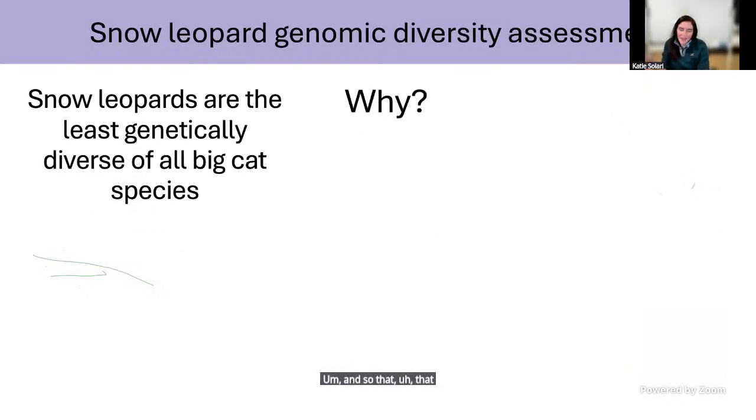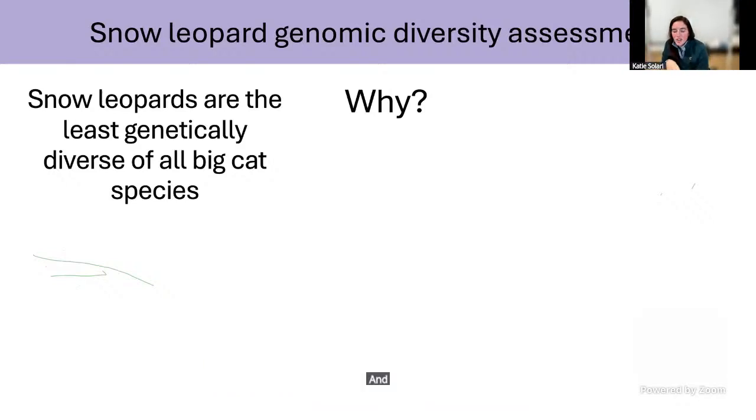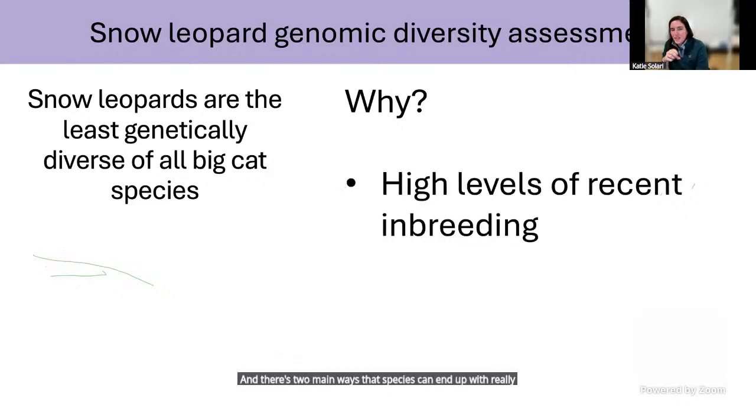And so that led to the question of why is this the case? Why is it that snow leopards are the least genetically diverse of all the big cat species? There's two main ways that species can end up with really low genetic diversity. One is high levels of recent inbreeding.